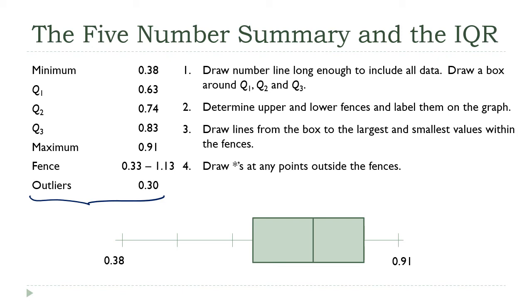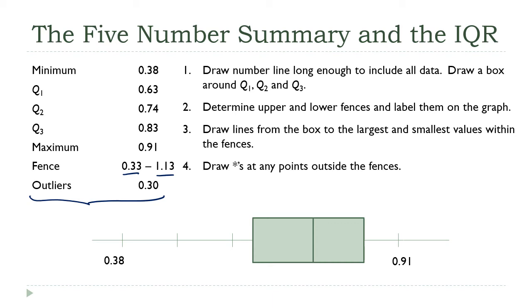Next, I'm going to determine the location of the upper and lower fences. Remember, that's 0.33 and 1.13, and I'm going to locate them on the graph. So I'm going to extend the line out to 1.13. Now, on the other side, I'm going to extend that section out to 0.33. So that's step number 2. Actually, I did step 3 altogether: draw lines out to those values. So that's steps 1 through 3.